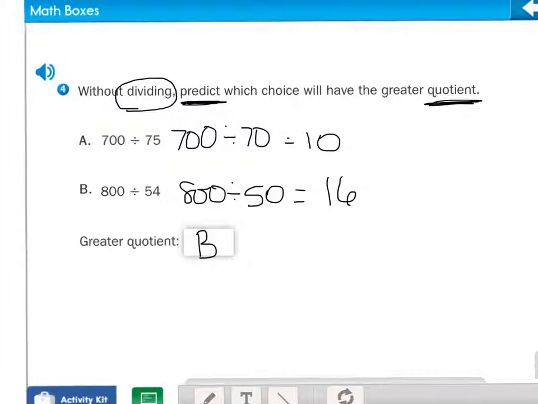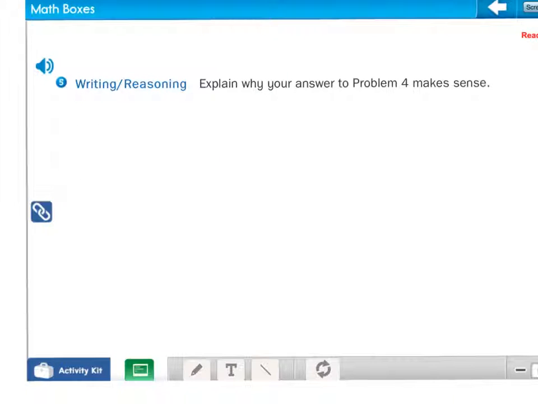Okay, again, just doing a little bit of estimating and mental math there without actually dividing the answers. So B, again, has the greater quotient. When I look at the question number 5, explain why your answer to problem 4 makes sense. So making some reasonings out of that question that we just solved.